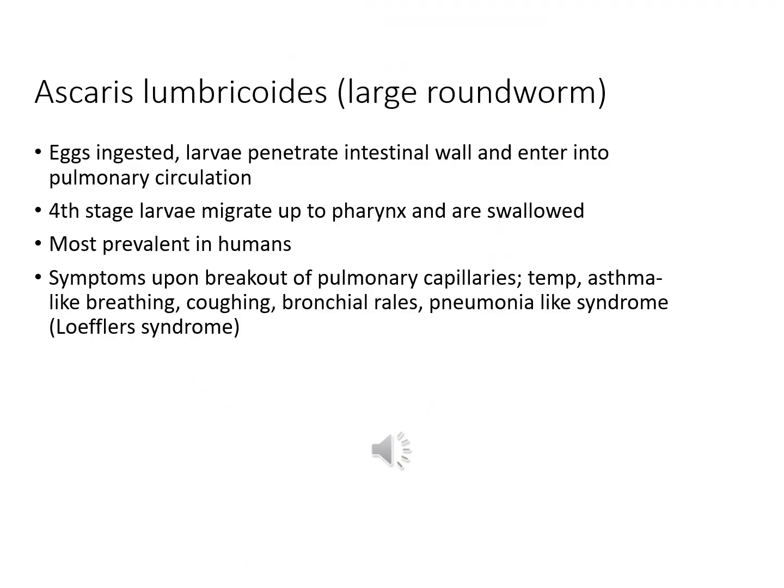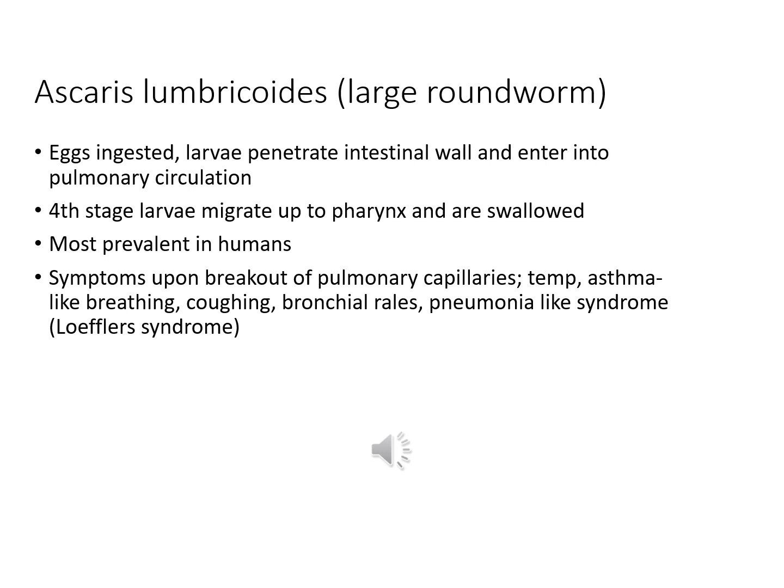Ascaris lumbricoides, this is a large roundworm. Again, the eggs are ingested. The larvae will penetrate the intestinal wall and enter into the pulmonary circulation. Stage 4 larvae will actually migrate up to the pharynx, and then they are swallowed. So it's actually a re-entry into the gastrointestinal tract. Kind of gross to think about, but that's how they get there.